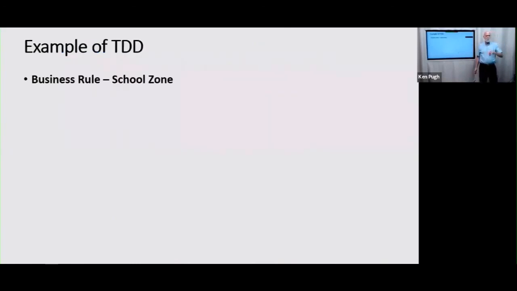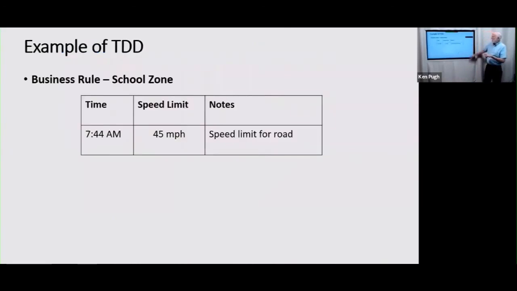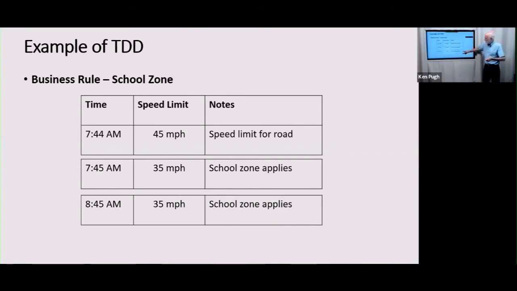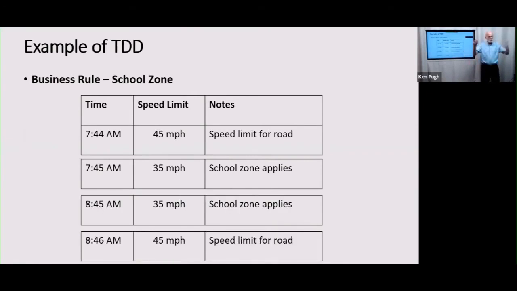Let's give an example here. Here's our business rules for the school zone. There was our 744. We went 45 miles per hour, the speed limit for the road. That was one of our tests for the external world. That's our first test that we are going to actually try and pass. We code up just that test. Then we try the next test and make sure that our code works or needs to be altered to make that test pass. And we do it for 845, 846, and for the four other things. We're taking one at a time and making our code work for it.